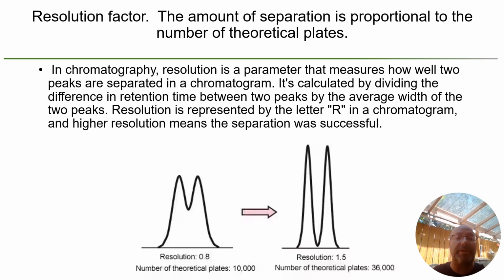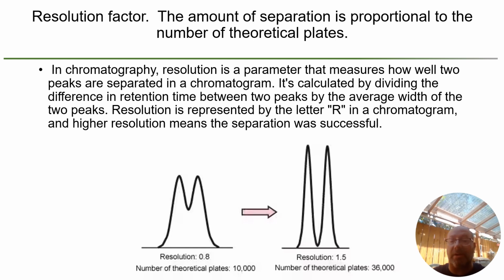Now, this is important because this gives us our resolution factor in chromatography. Resolution just measures how well two peaks are separated in a chromatogram. So if you could imagine that each one of these peaks is moving across those theoretical plates down a column, that's why column efficiency and these plates are important in our process. It's calculated by dividing the difference in retention time between the two peaks by the average width of the two peaks. So resolution is represented by the letter R in a chromatogram, and higher resolution means the separation was successful.